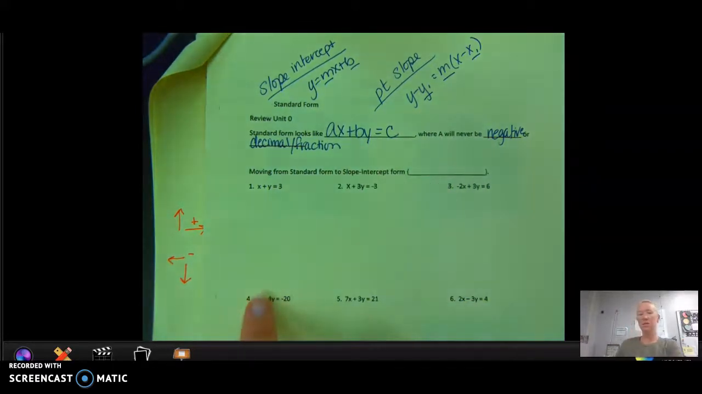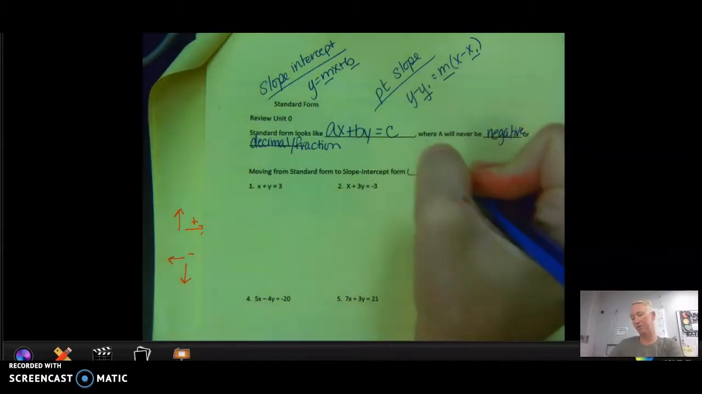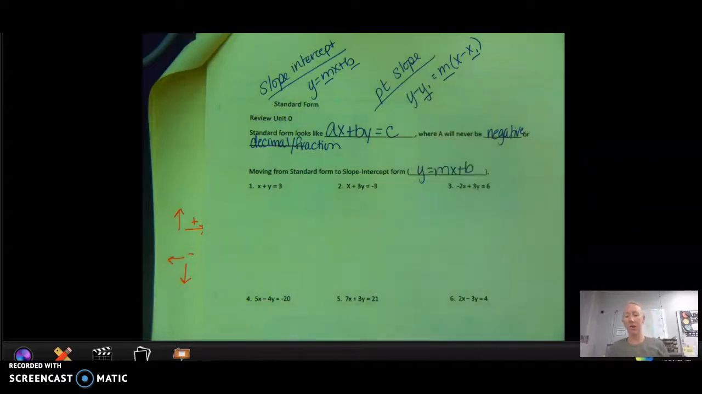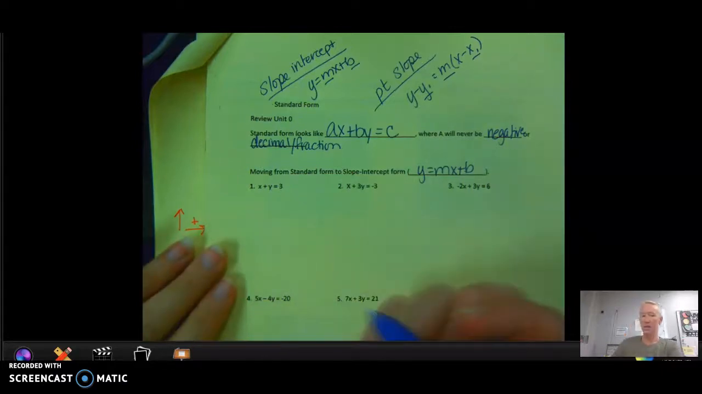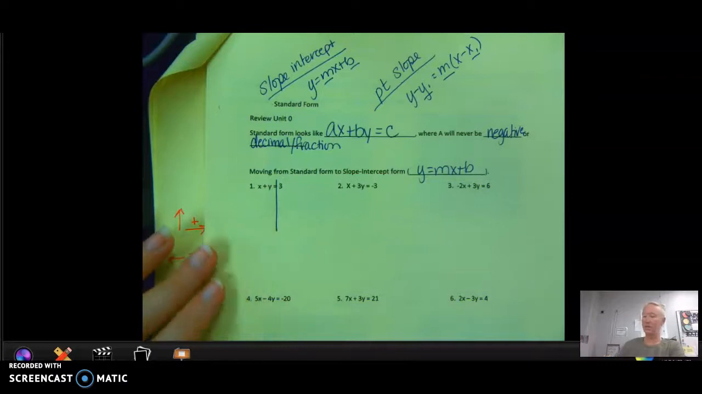So what we're going to talk about and learn and go over today is how to move from standard form to slope-intercept form, which is that y equals mx plus b. So really, if you know how to solve equations, that's all we're doing. We're just solving for y. So if I think about the first one, I'm going to do a brick wall on my equal sign, and I want to get y by itself.